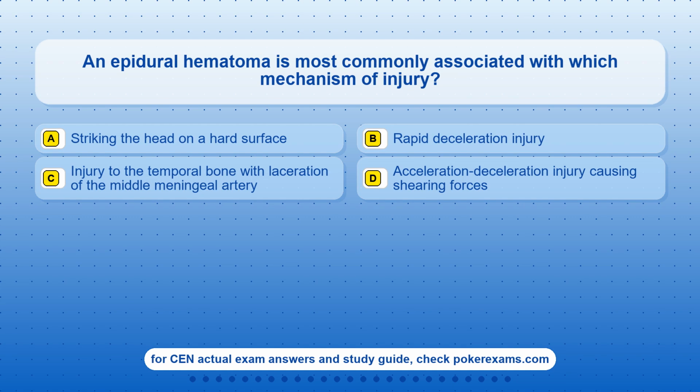Question 19. An epidural hematoma is most commonly associated with which mechanism of injury? Option A, striking the head on a hard surface. Option B, rapid deceleration injury. Option C, injury to the temporal bone with laceration of the middle meningeal artery. Option D, acceleration-deceleration injury causing shearing forces.